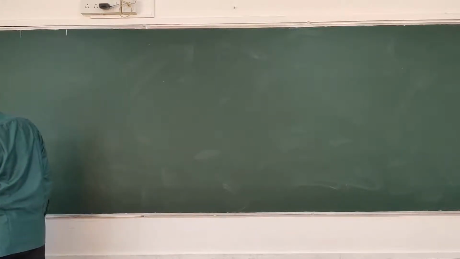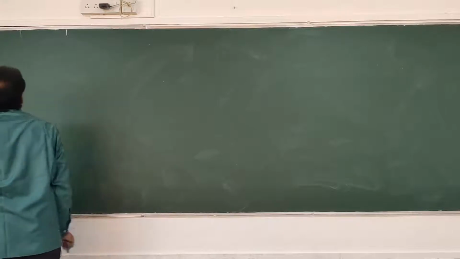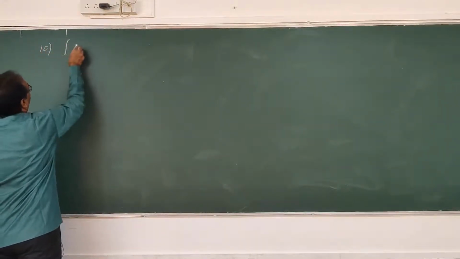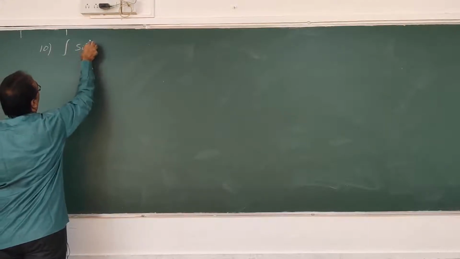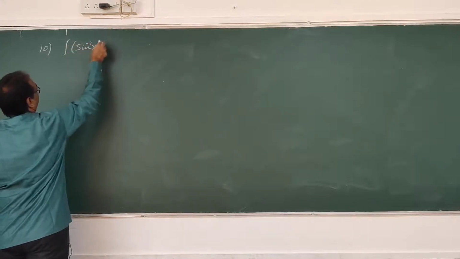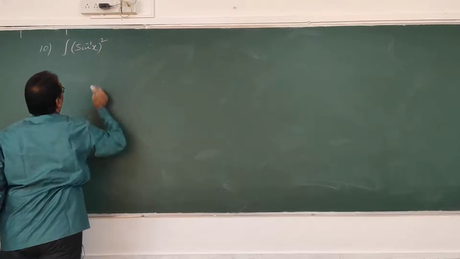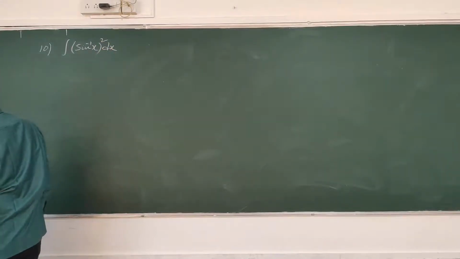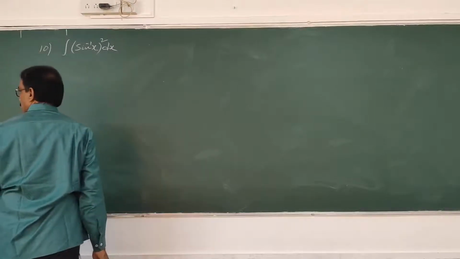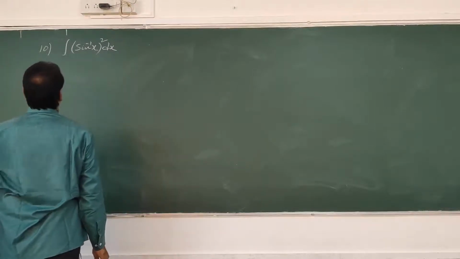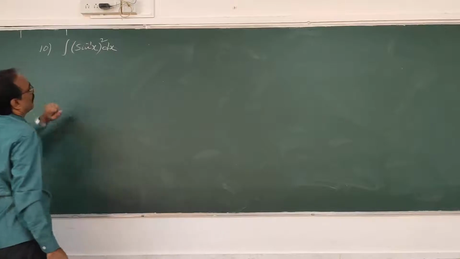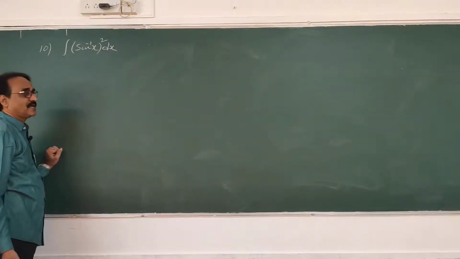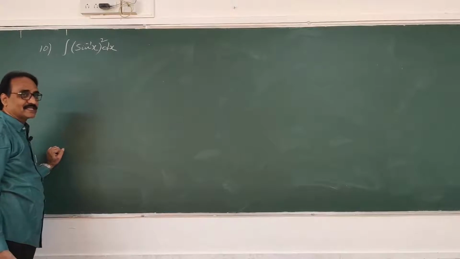Now we'll move to problem number 10. Problem number 10 is the integral of sin inverse x whole square dx. Whenever sin inverse x whole square dx is given, only one function is there, so all will get doubt. Sir, sin inverse x whole square, how will we do it? Because we need two functions, and it has only one function. How to do it? We have to take another function as 1, because integral 1 dx is x.